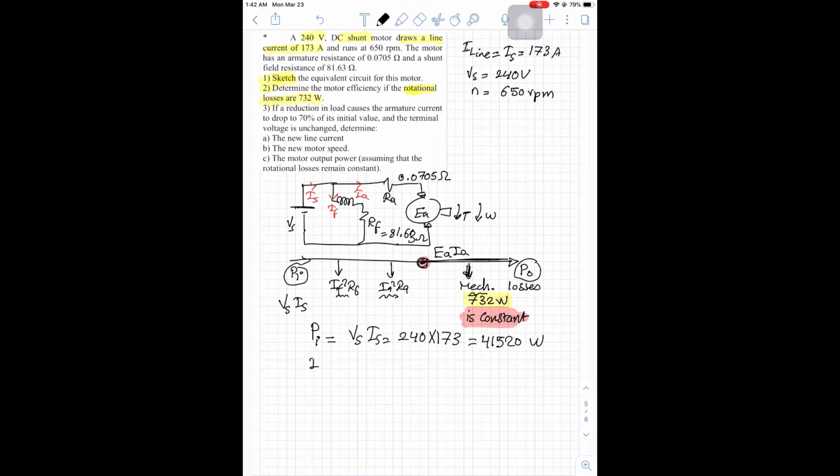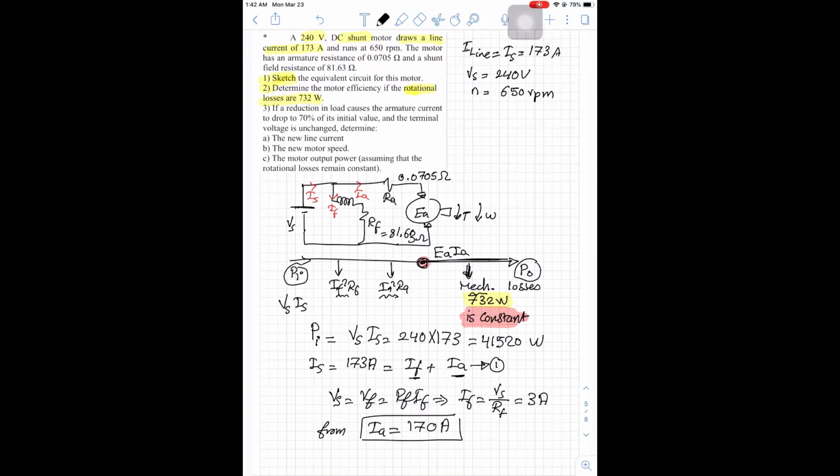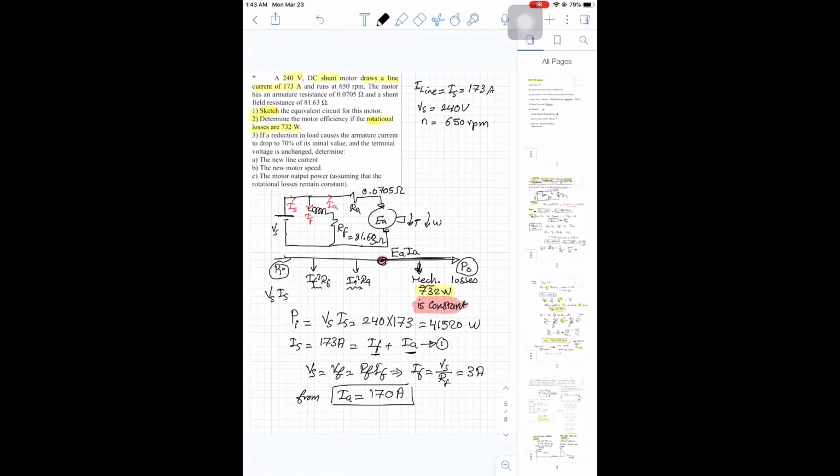We are given that I source equals 173 amperes, which equals I field plus IA. This is one equation in two unknowns. We don't know IA and we don't know IF. But we know that V source equals VF equals RF times IF. So we can calculate IF as V source over RF, which equals 3 amperes. Now from the first equation, IA equals 170 amperes.